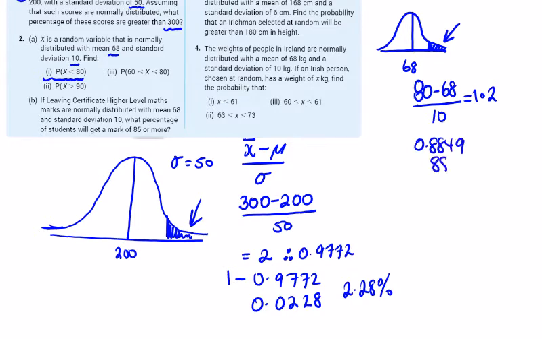So there are 88.49% that are less than 80.